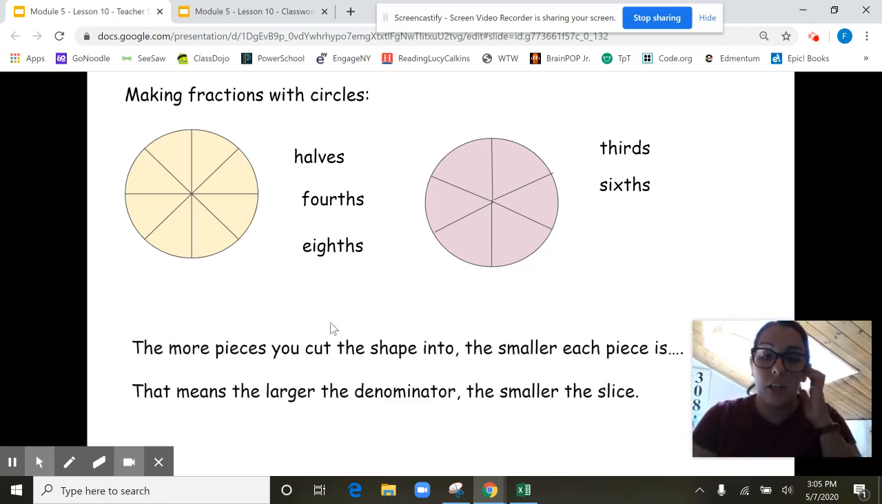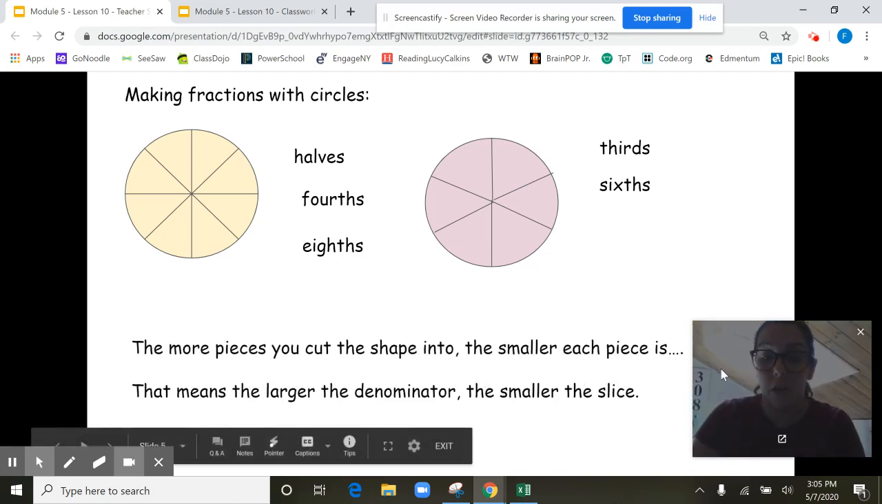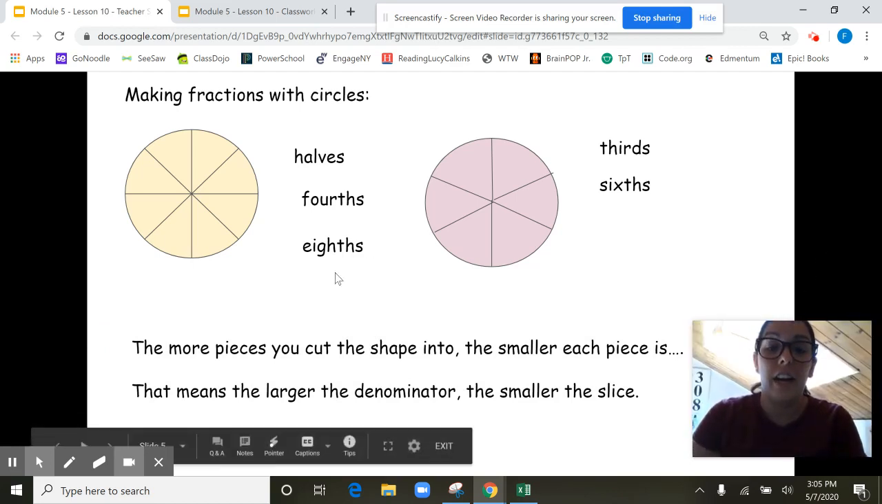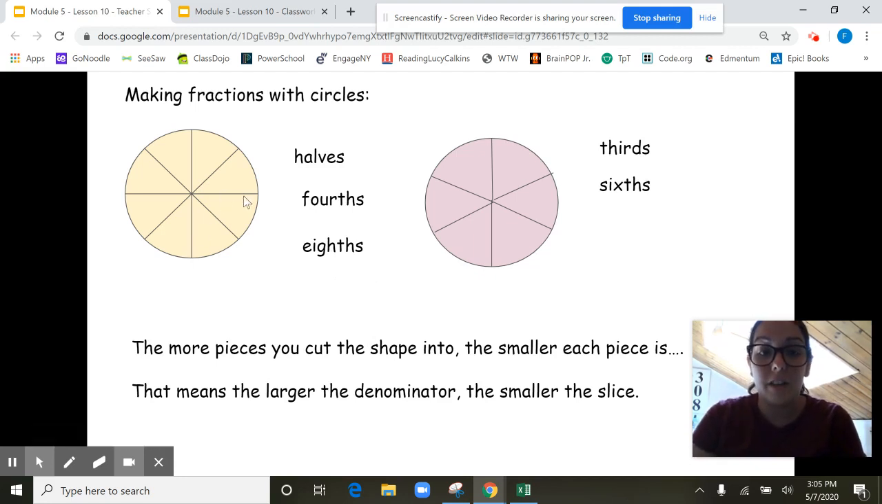All right. The more pieces that you cut your shape into, the smaller the piece is. And that means that the larger the denominator, the smaller the slice. So if you notice here, you've got eighths, and you have a smaller slice than you would for sixths.